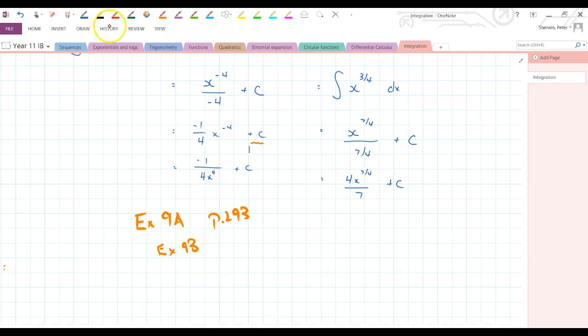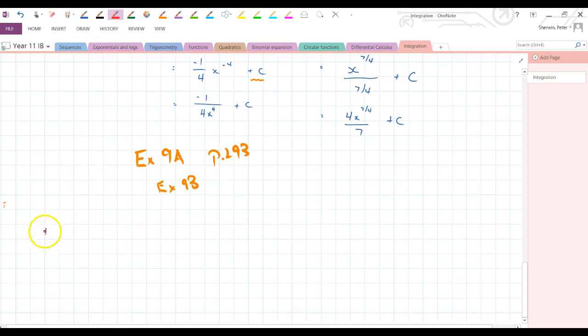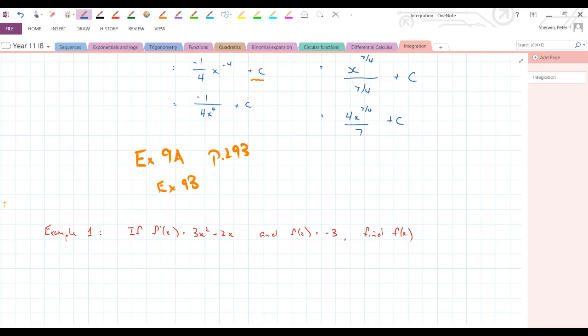So firstly, example 1. Okay, so here's our question. If the derivative function f dash x equals 3x squared plus 2x and f of 2 equals minus 3, find f of x. Okay, so f of x is going to be found by integrating this f dash x here, 3x squared plus 2x.